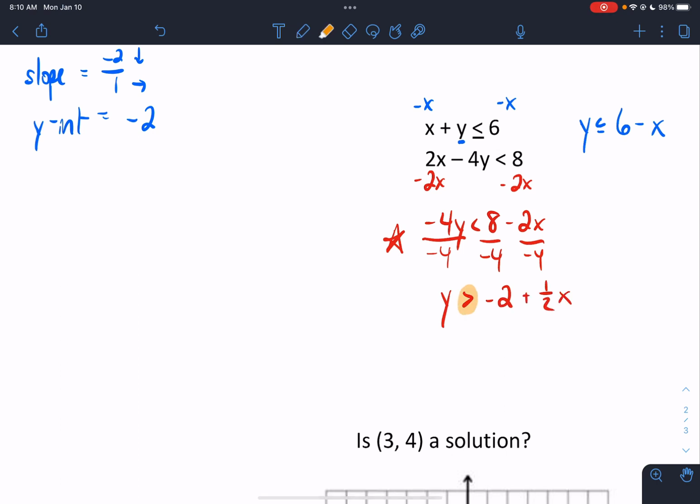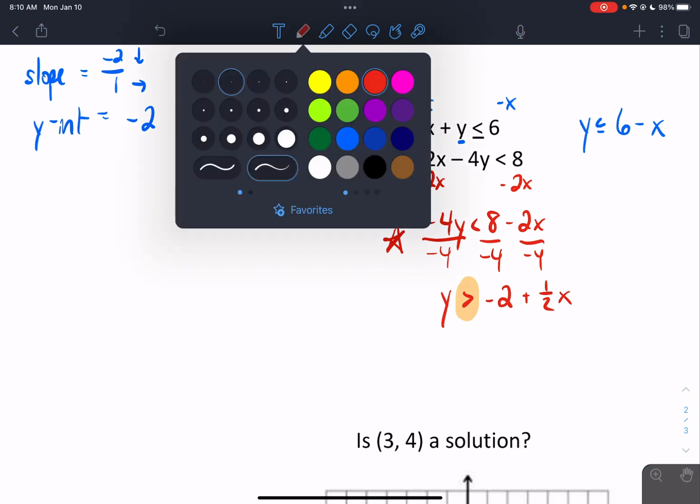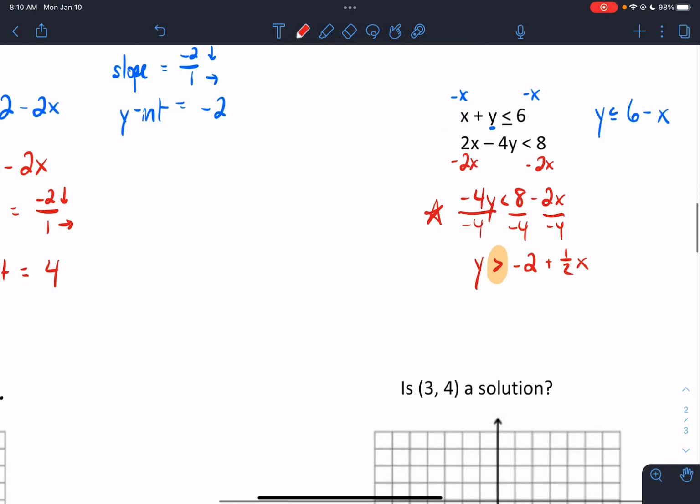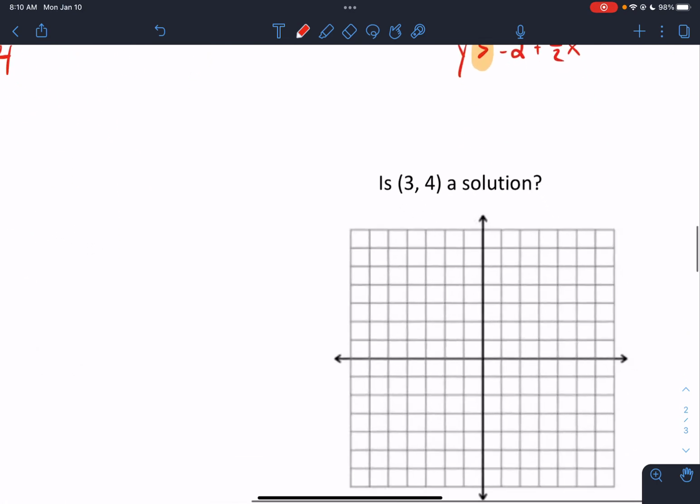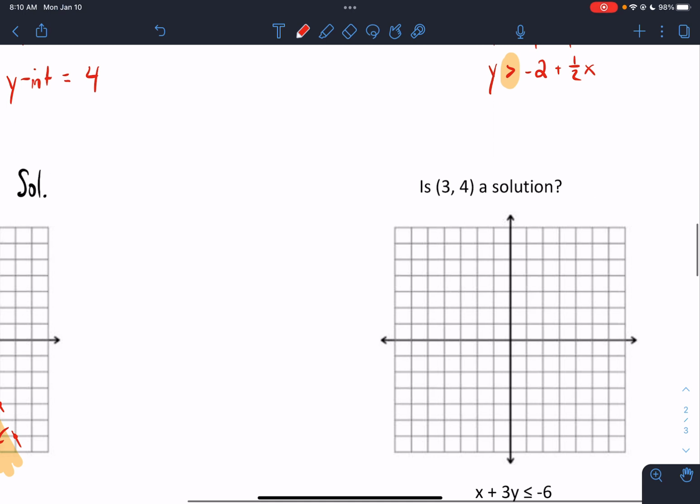And I'm actually going to go ahead and highlight that, and I'd suggest you highlight it as well, because that's kind of a thing that makes this problem different. And so with this red equation, y is greater than -2 plus 1/2 x. Again, I can always plug it into Desmos, or I can just use my slope and y-intercept. I'm up 1, right 2 for my slope, and my y-intercept is a -2.